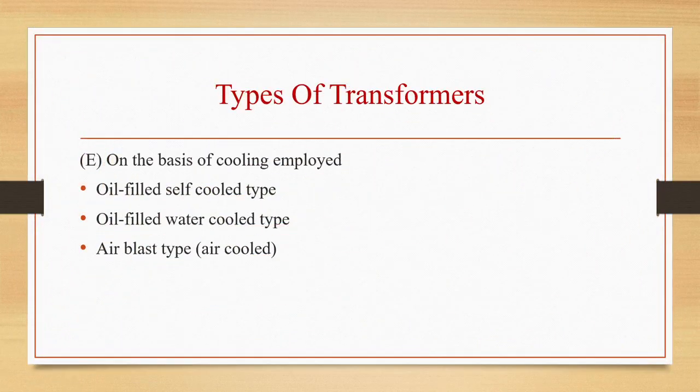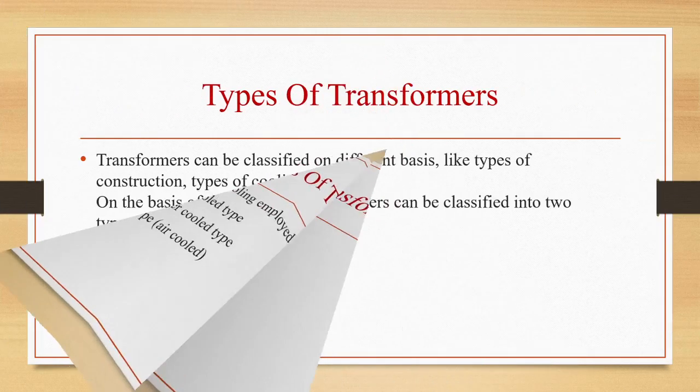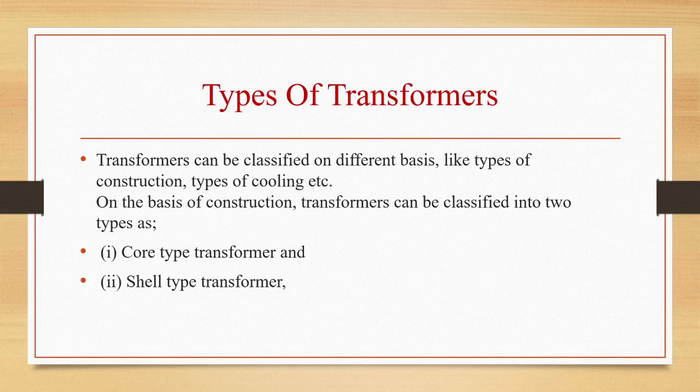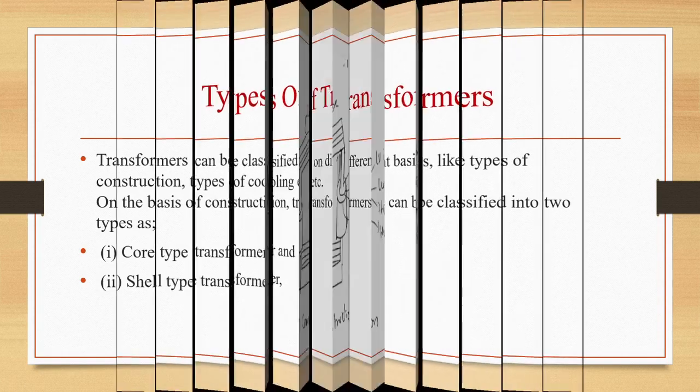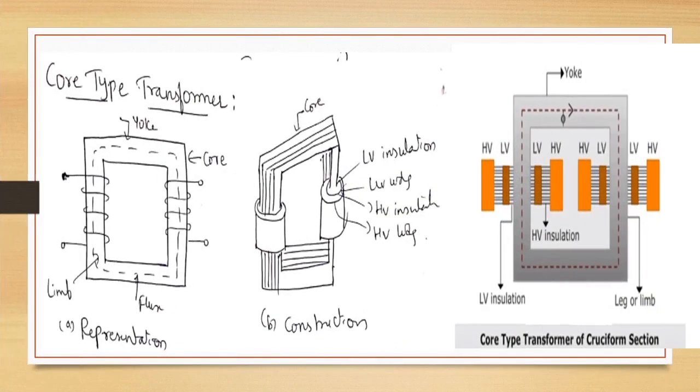So on the basis of cooling, three types of transformers are there: oil filled self cooled type, oil filled water cooled type, and air blast type or air cooled type. So let us see core type and shell type of transformer, that is based on construction.